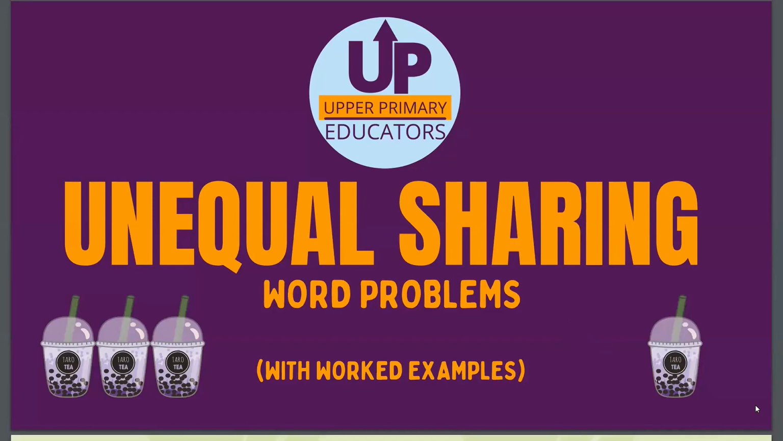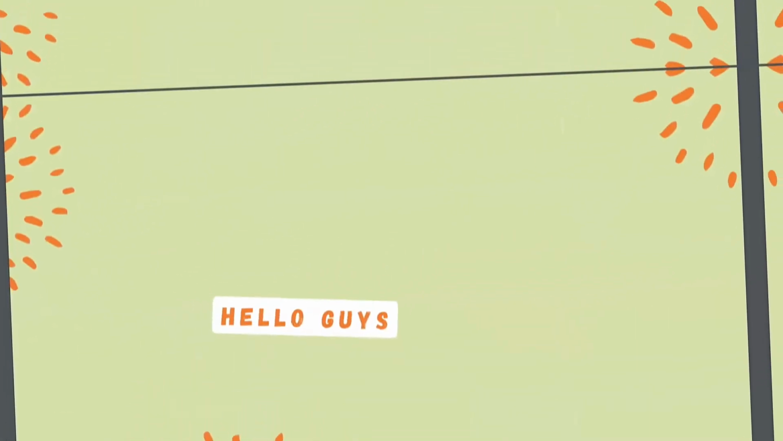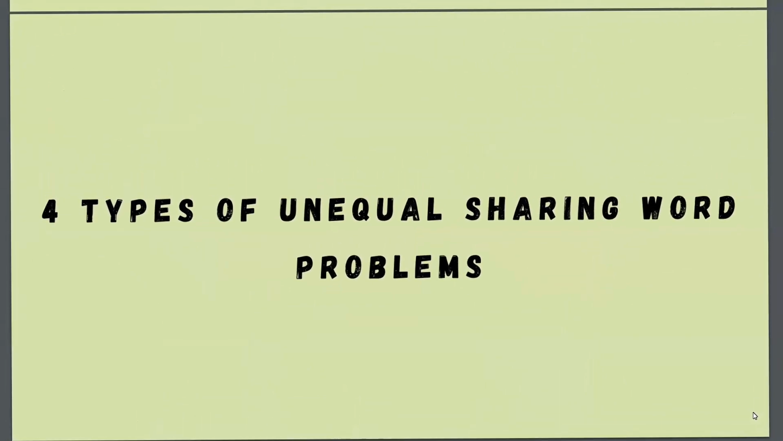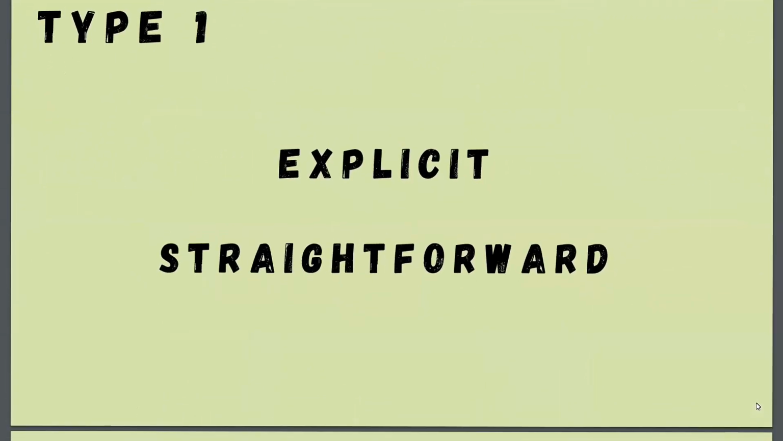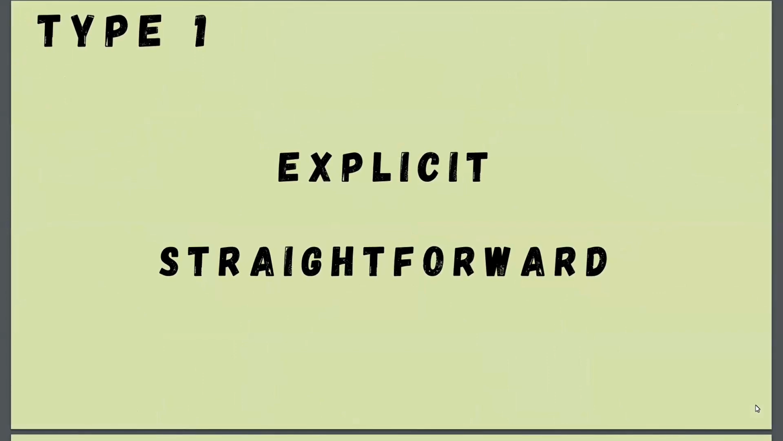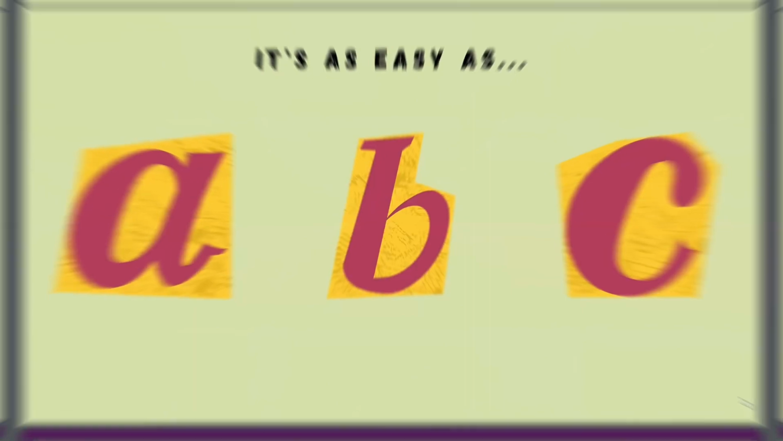Welcome back, everyone. Today, we're going to look at some unequal sharing word problems with worked examples. So we are going to look at 4 types of unequal sharing word problems today. The first type is explicit unequal sharing. It is straightforward. It's as easy as A, B, C.